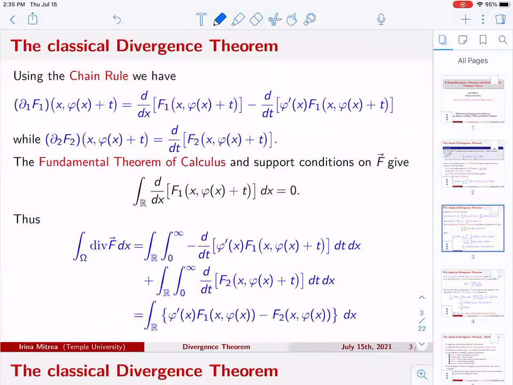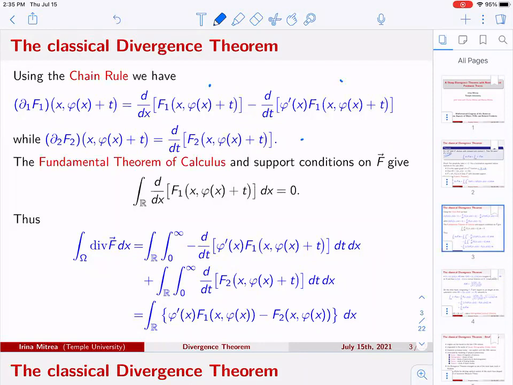Moving on, a simple application of the chain rule allows us to express partial 1 F1 as the difference between two differentials: dx of F1 evaluated at the point (x, phi of x plus t), minus the differential with respect to t of phi prime times F1. And partial 2 F2 is simply the differential with respect to t of F2 evaluated at the point (x, phi of x plus t). So this is just a simple application of the chain rule. We're going to have to integrate the divergence, so the sum of these terms amounts to these three terms' contribution, 1, 2, and 3.